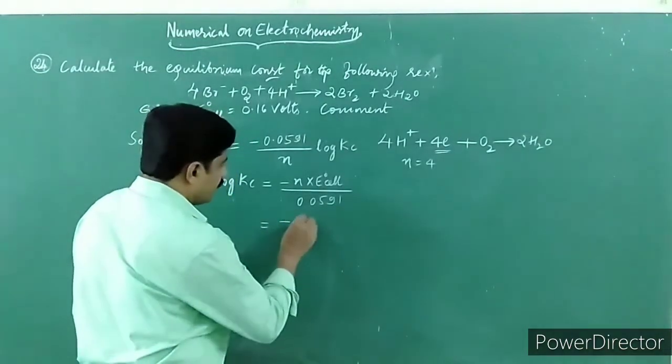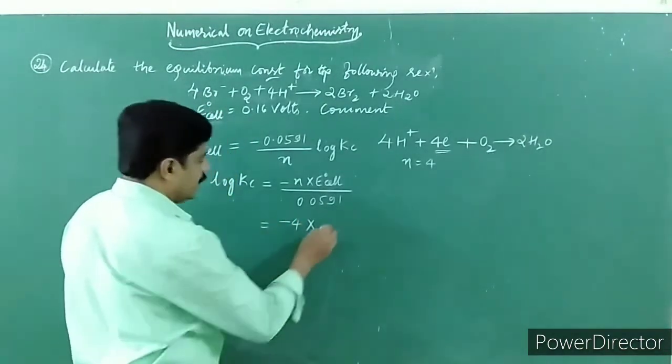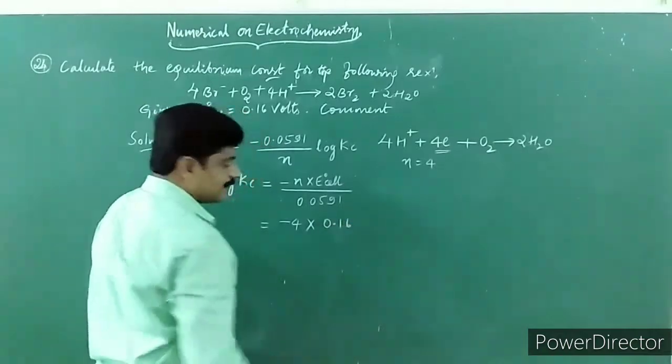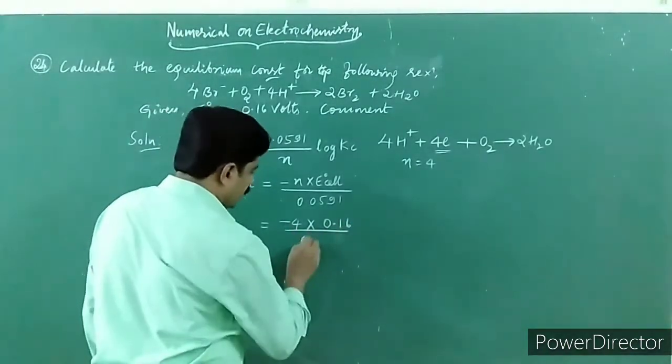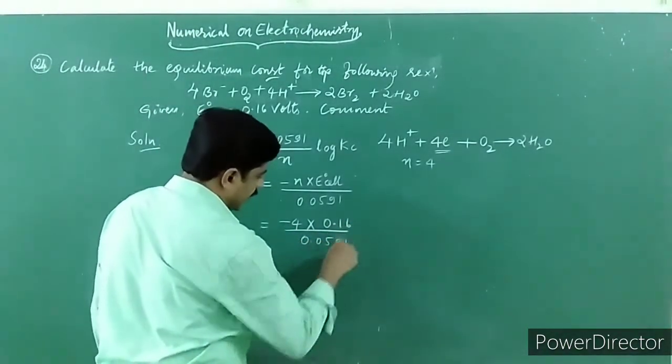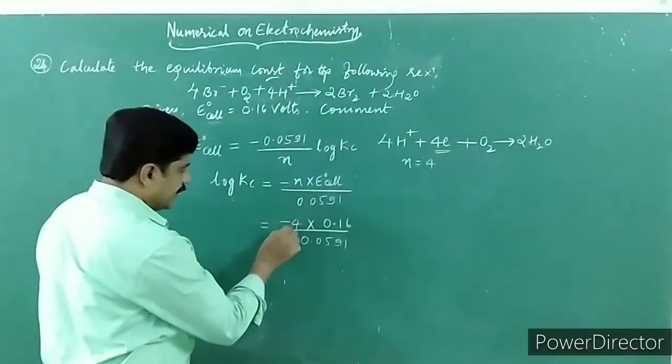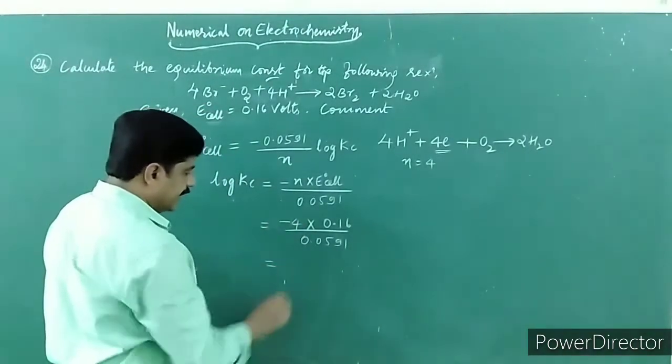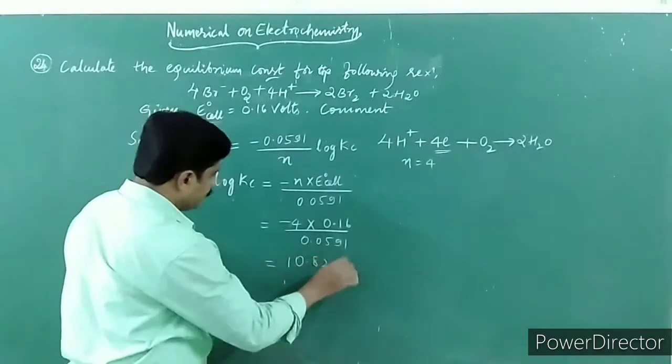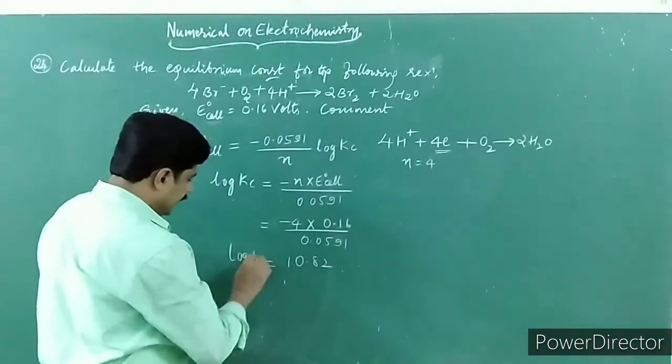Now, minus 4 into E° cell is how much here? 0.16 upon 0.0591. Children, we just neglect this negative sign, and if that is the case, you are going to get 10.82. This is what? Log Kc.